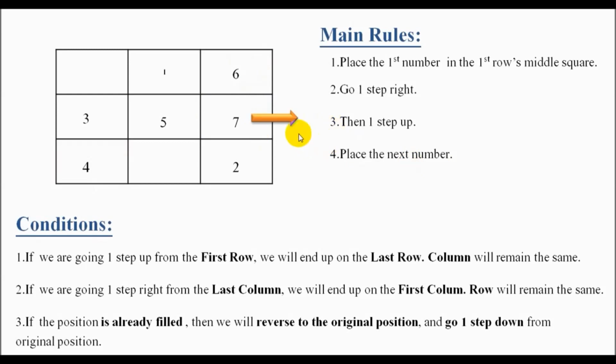Again, one step right, one step up, and 8, one step right, one step up, and 9. So practice it a couple of times, and it's a very easy way to make a magic square. Now we will show how to implement this magic square using code.